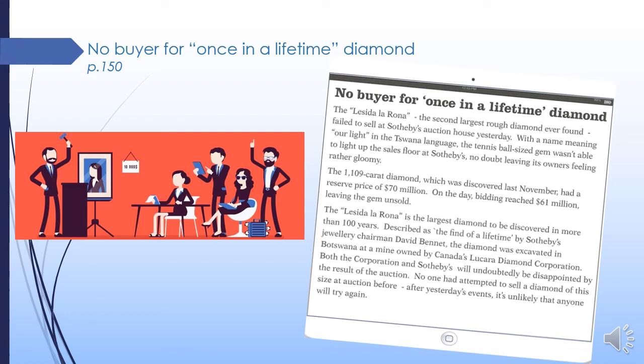The Lesedi La Rona is the largest diamond to be discovered in more than 100 years. Described as the find of a lifetime by Sotheby's jewelry chairman David Bennett, the diamond was excavated in Botswana at a mine owned by Canada's Lucara Diamond Corporation. Both the corporation and Sotheby's will undoubtedly be disappointed by the result of this auction. No one had attempted to sell a diamond of this size at an auction before, and after yesterday's events, it's unlikely that anyone will ever try again.